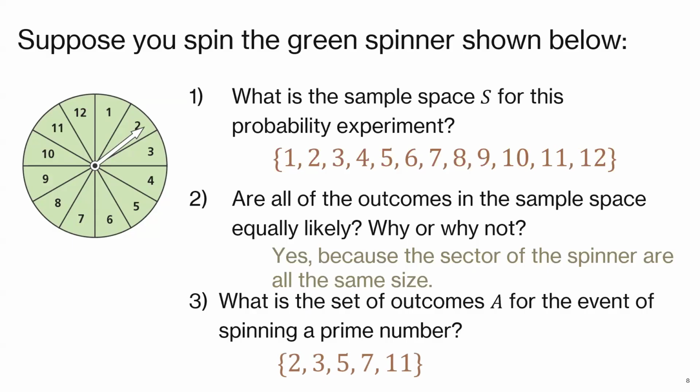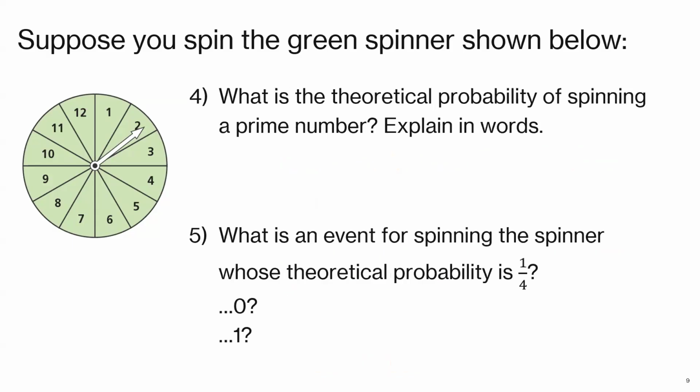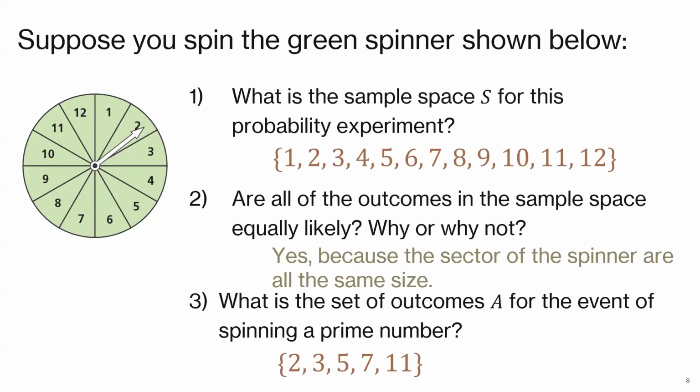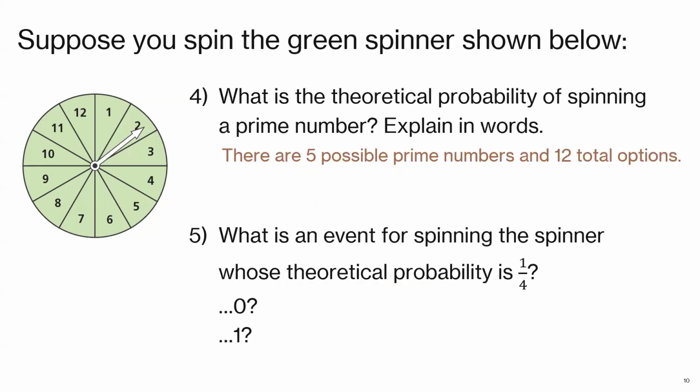Keeping that same spinner, it says, what is the theoretical probability of spinning a prime number? So again, we had 2, 3, 5, 7, 11. So we have 1, 2, 3, 4, 5 options out of the 12 total. Because there are 5 possible prime numbers and 12 total options, the probability of spinning a prime number is 5 out of 12.